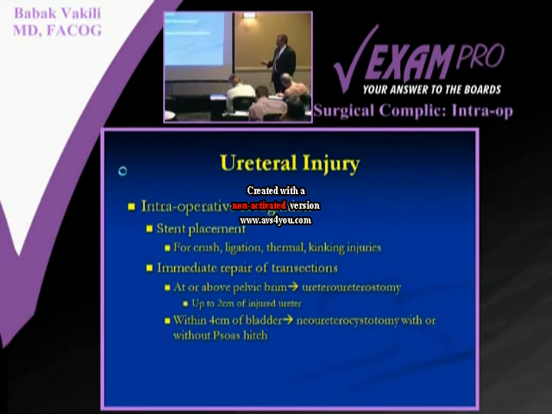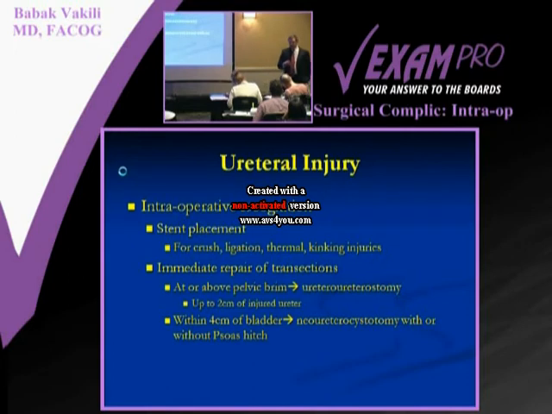You have a ureteral transection within 4 centimeters of the bladder. 4 centimeters is the rule. Anything 4 centimeters or below, you reimplant it. Okay, you do a neo-ureterocystotomy. That's the fancy name for reimplanting it, with or without a psoas hitch. A psoas hitch just takes tension off the repair. In reality, pretty much anything below the pelvic brim we're going to reimplant.